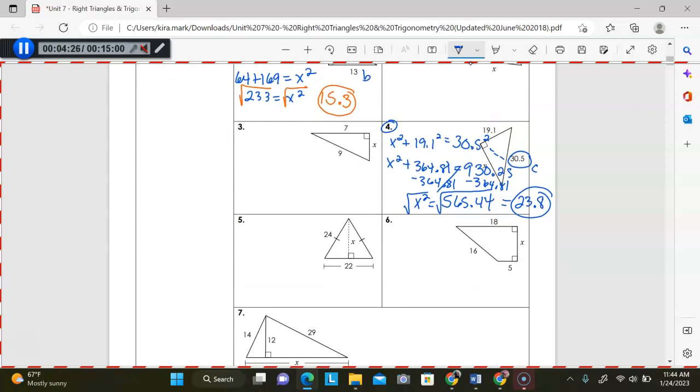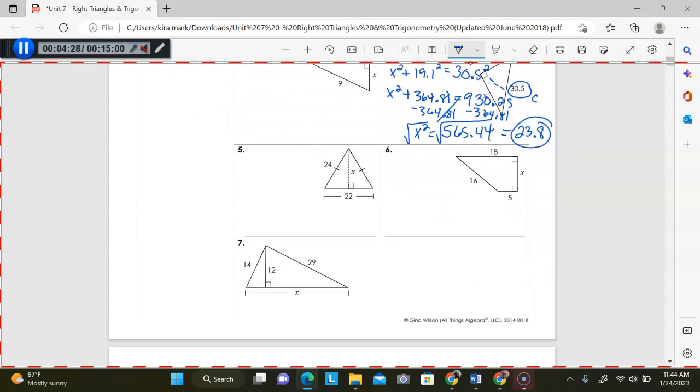Okay. Now these ones are a little bit weird, funky. You can do them the same way. So number 5, because it's isosceles, I've got the little tick marks here. I know this part and this part are also equal. 22 divided by 2 is 11. So 11 down there, x right here, 24 here. You can do this problem just like we did before.